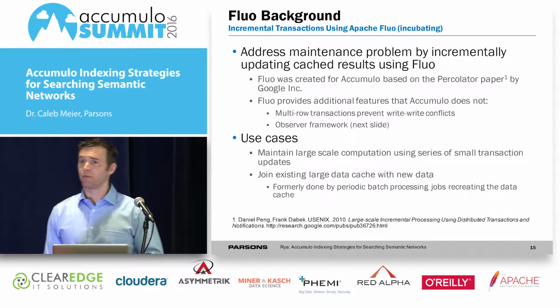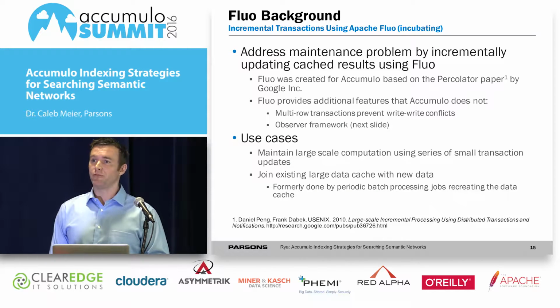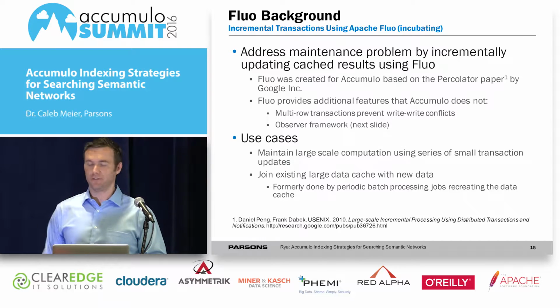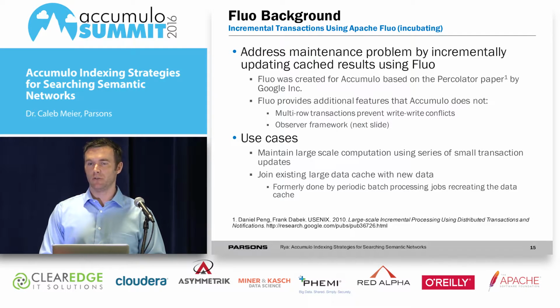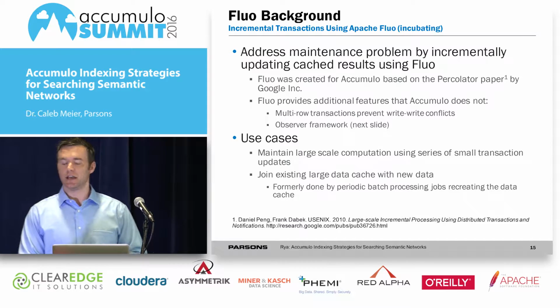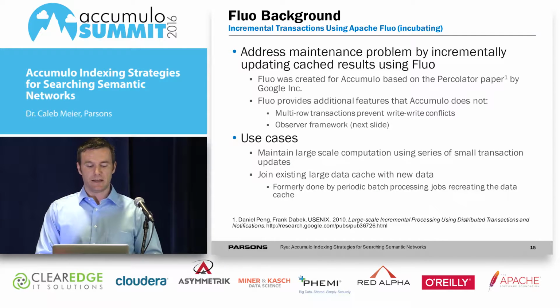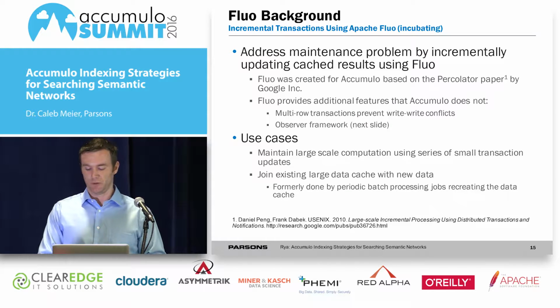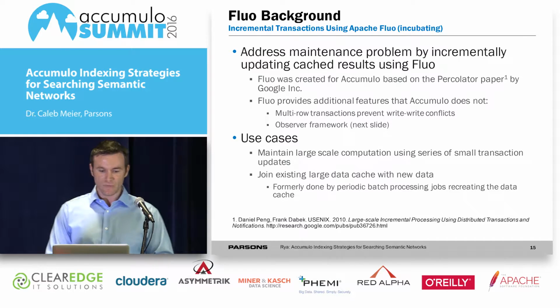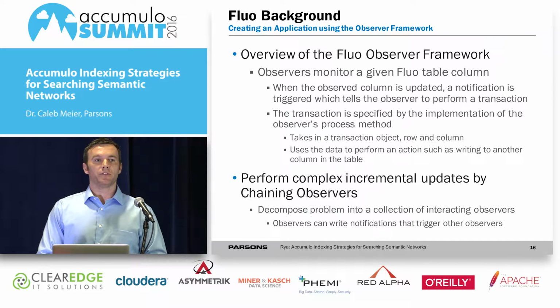For those of you who aren't familiar with Fluo, there's going to be a talk right after mine about Fluo. It's an incubating Apache project. I hope I'm not stealing Keith Turner's thunder too much by talking a little bit about it now. Hopefully it serves as a nice introduction for what he's going to talk about. Fluo is an Accumulo implementation of Percolator, which was described in a Google paper. It provides multi-row transactions and the observer framework that we're interested in, and its use cases align very nicely with ours. Namely, we would have a large cache of data that we want to join with new data as it enters the system.